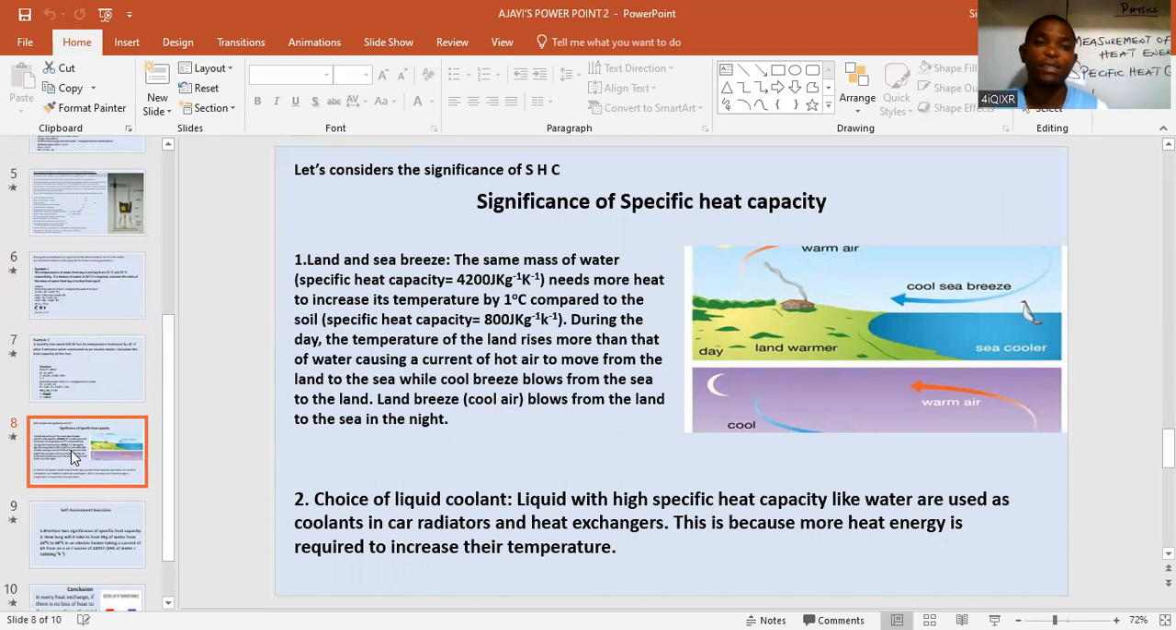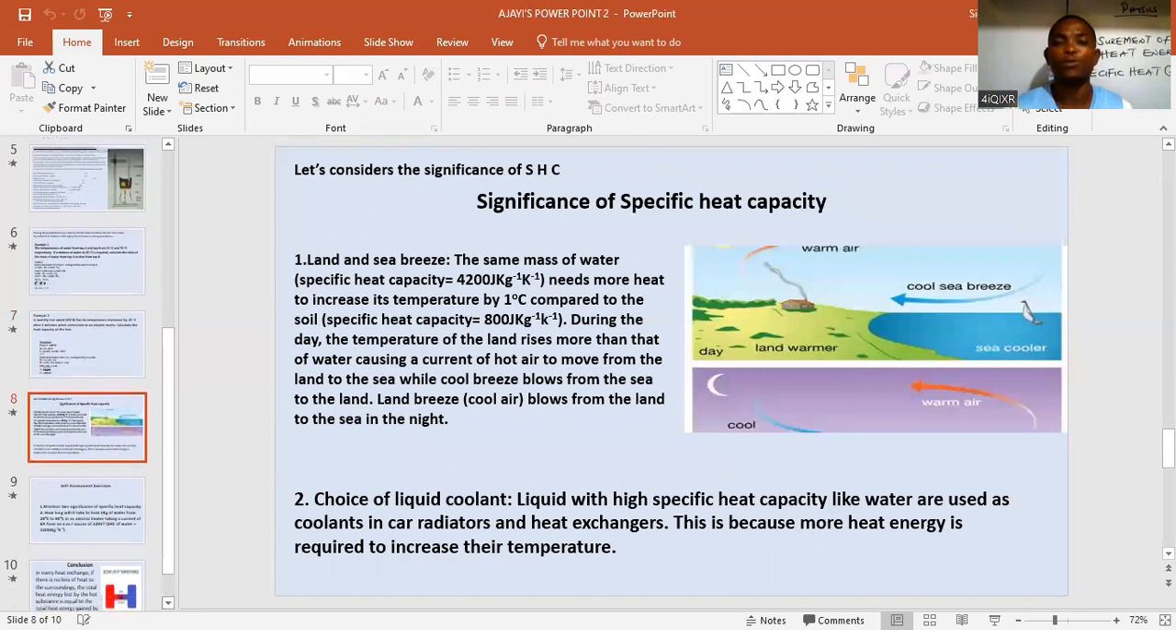Now, having done this, let's consider the significance of specific heat capacity. Specific heat capacity can be viewed from two different perspectives. The first significance is the land and sea breeze. When we talk about the land and sea breeze, we are looking at a situation whereby the same mass of water with a specific heat capacity of 4,200 joules per kilogram per Kelvin needs more heat to increase its temperature by 1 degree Celsius as compared to the soil with specific heat capacity of 800 joules per kilogram per Kelvin.